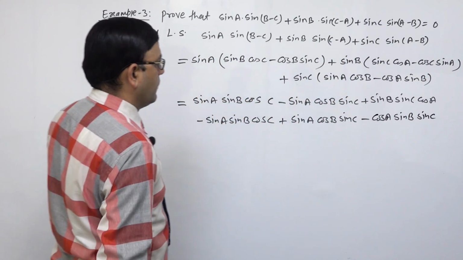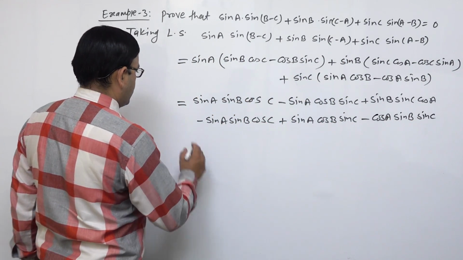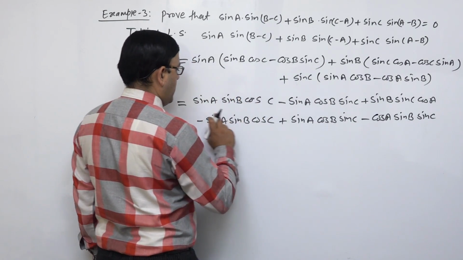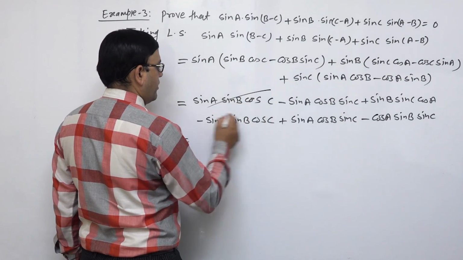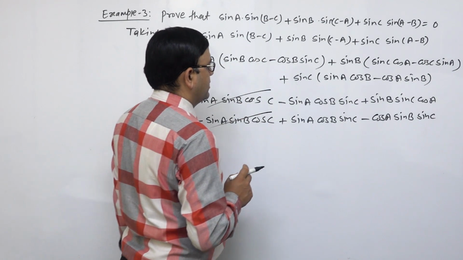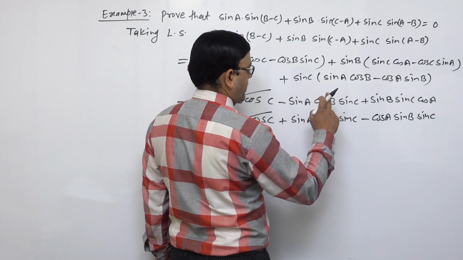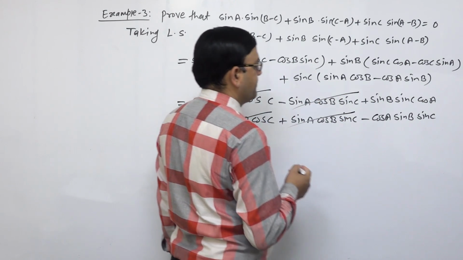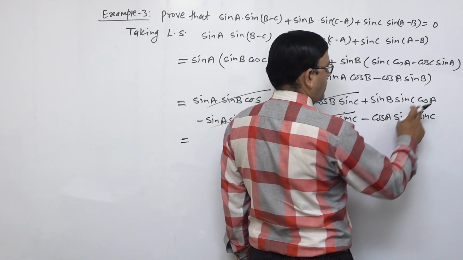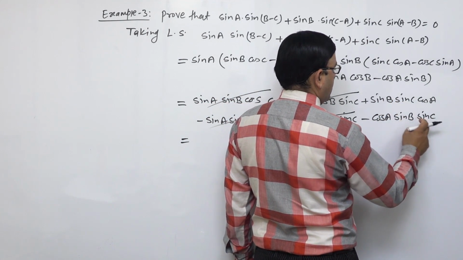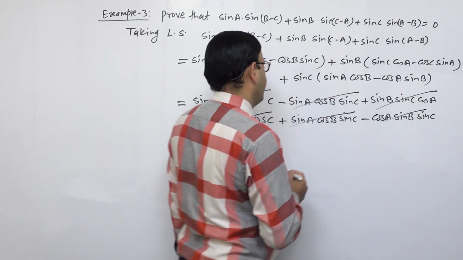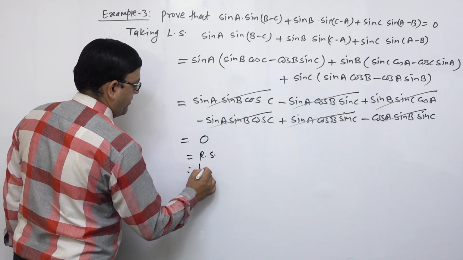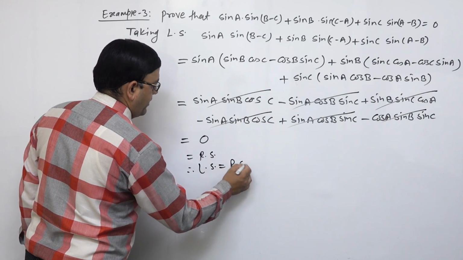Now we have to cancel all these. Let's look very carefully. Sin A sin B cos C plus sin A sin B cos C minus. So this and this cancel. Similarly, sin A cos B sin C minus sin A cos B sin C plus. This and this also cancel. Similarly, cos A sin B sin C, cos A sin B sin C, plus and minus also we can cancel. Now this is equal to 0, which is equal to right side. Therefore, left side is equal to right side, hence proved.